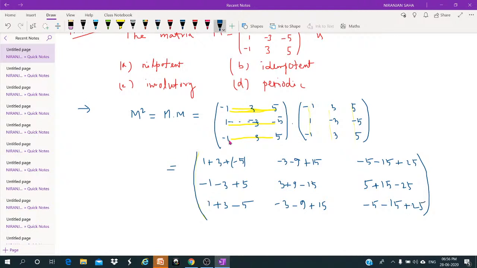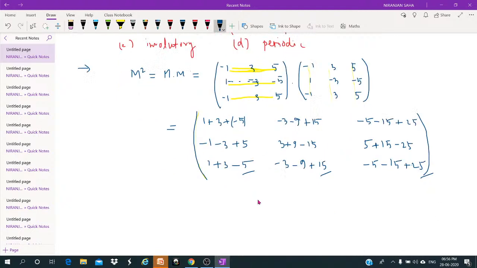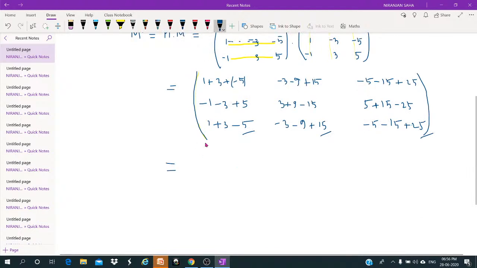Minus 1 minus 1 1 3 and minus 5. Minus 3 minus 9, 5 3 are 15, and minus 5 minus 15 and plus 25. Now we will find out, this will be again 3 order of matrix. So this will be 4 minus 5 minus 1. Here it will be minus 12 plus 15, 3. Here it will be minus 20 plus 25, 5.